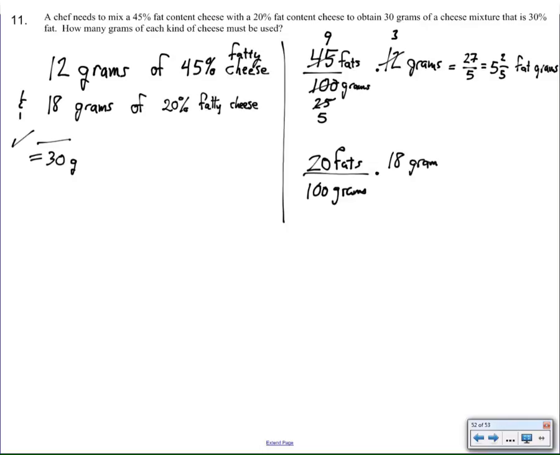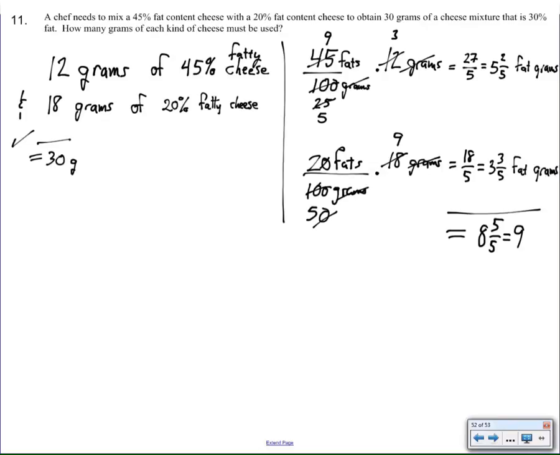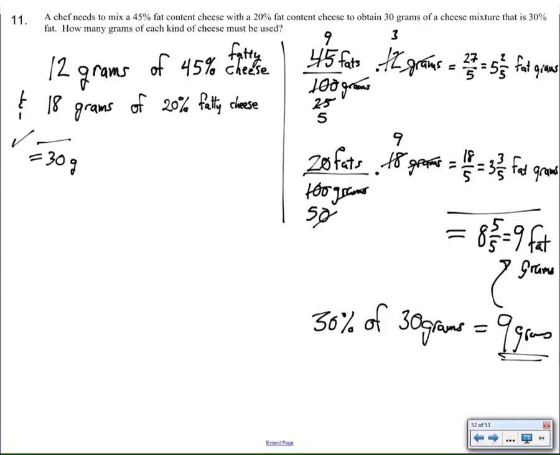The 18 grams then at 20% is going to produce 3 3/5 fat grams, and when I add them all up, that's 9 fat grams, which is how many I was supposed to have. 30% of 30 grams is 9, and that matches. So once again, I go back to the context and make sure my answer makes sense there rather than going back to the equations.